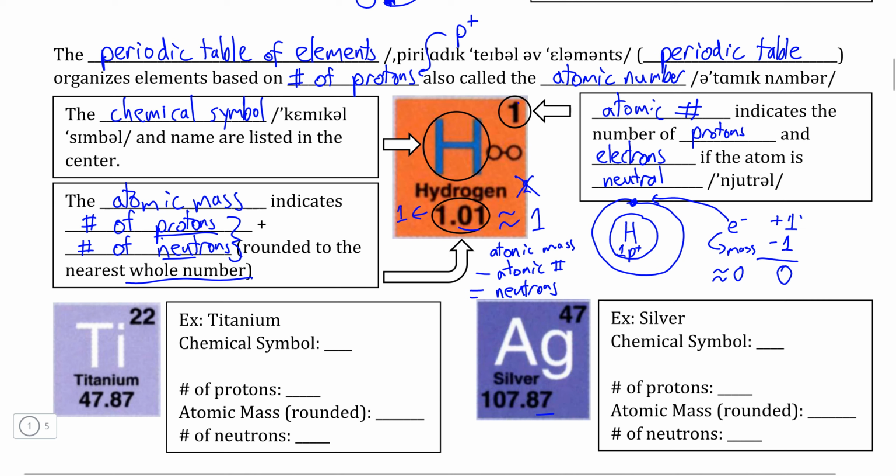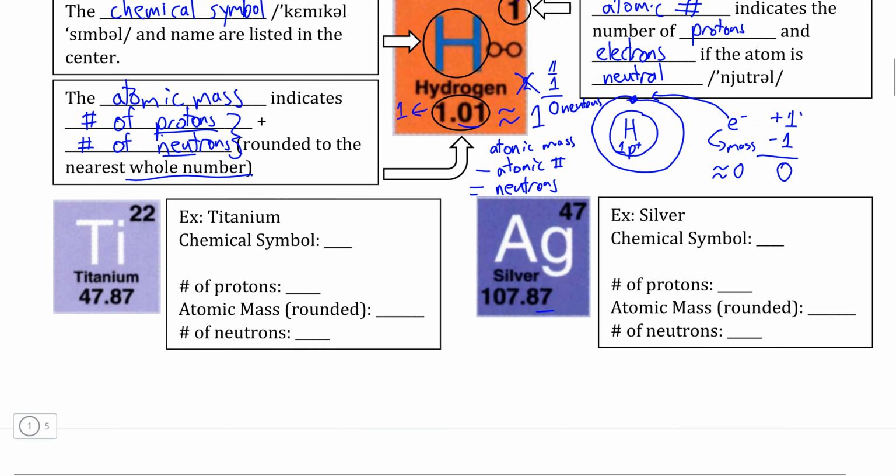And with hydrogen, this is quite simple. Hydrogen has a mass of 1. Hydrogen also has 1 proton, and therefore hydrogen actually has 0 neutrons in its nucleus. However, this is not always true depending on what the element is.